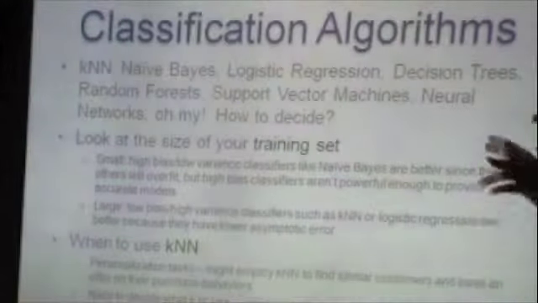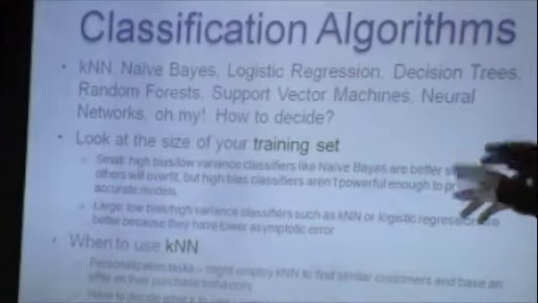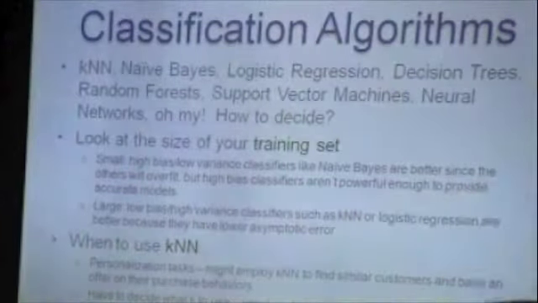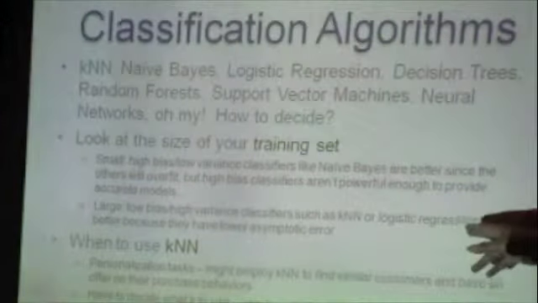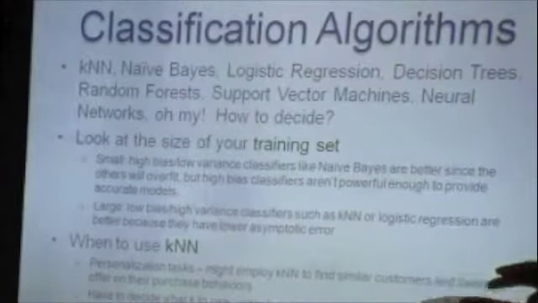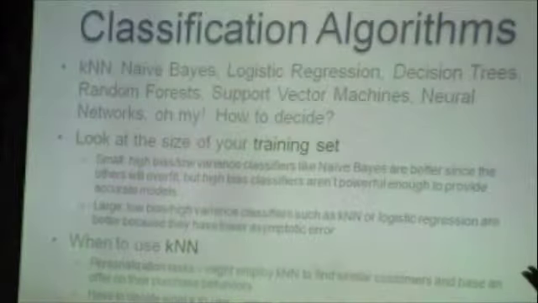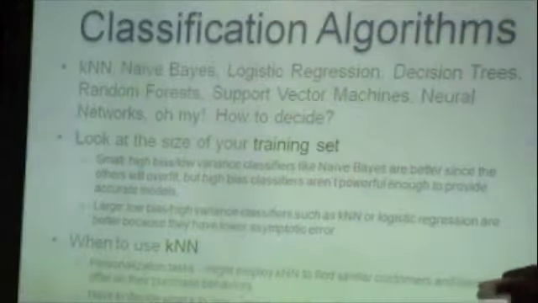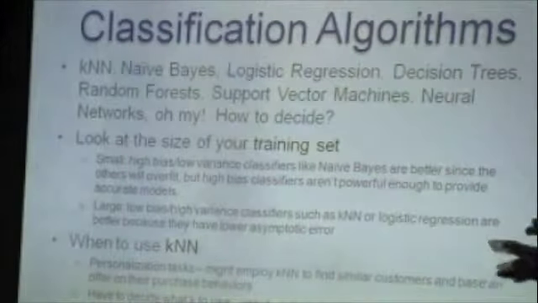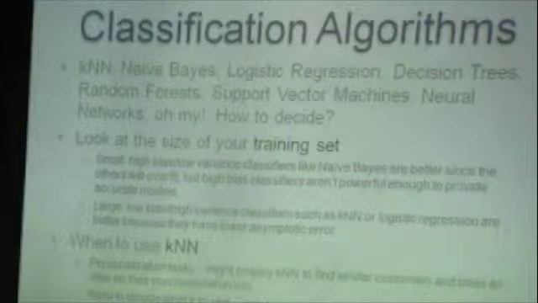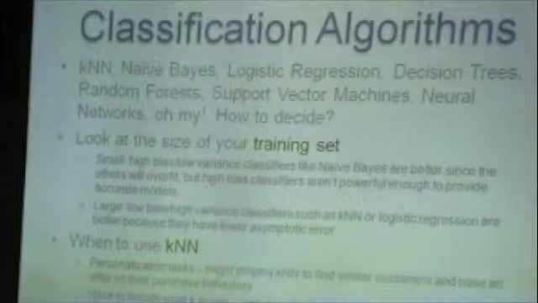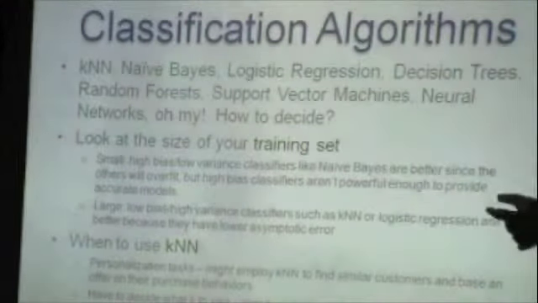So, if the size of your training set is small, you can use something like 90 days. If you have a large data set, you might want to try KNN or logistic regression, because those are just faster and they have lower error. When you use KNN, that's always a downside because you have to know the number of clusters that you're going to use.